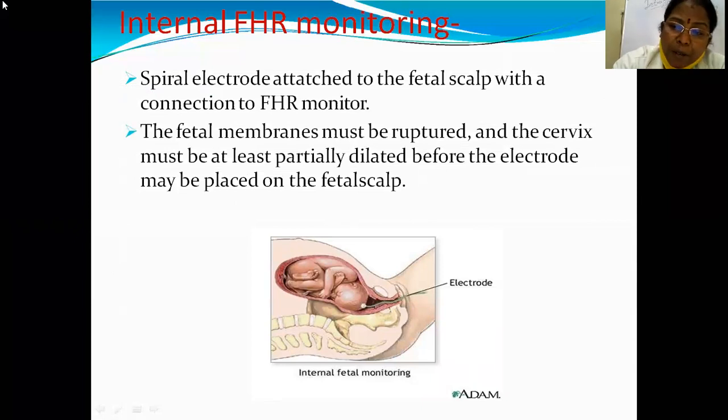But when can we do this internal fetal monitoring? For that, the membranes should be ruptured. The cervix should be at least 3 to 4 centimeters, at least 3 centimeters dilated, before the electrode can be placed on the fetal scalp. It is directly placed on the prominent point of the fetal scalp. This is internal fetal monitoring, but we don't prefer going for internal fetal monitoring. We go for external fetal monitoring.